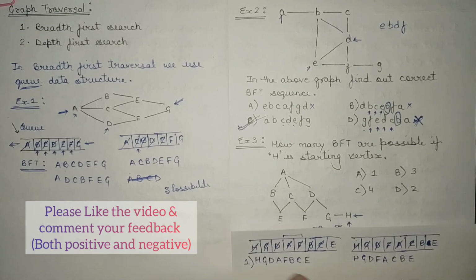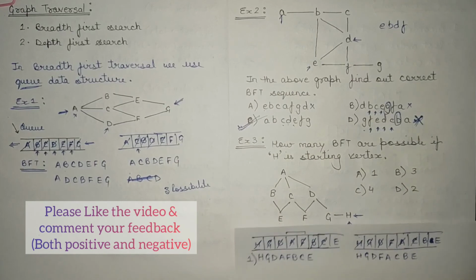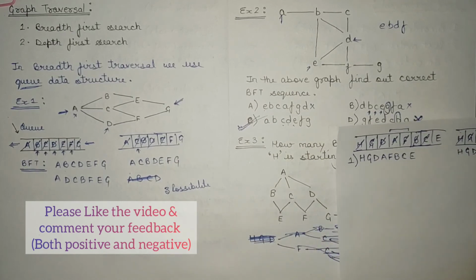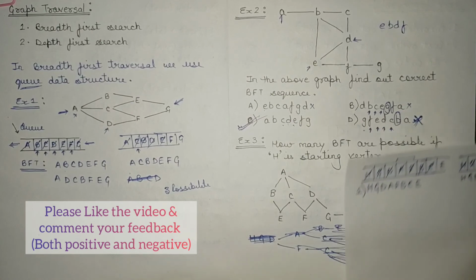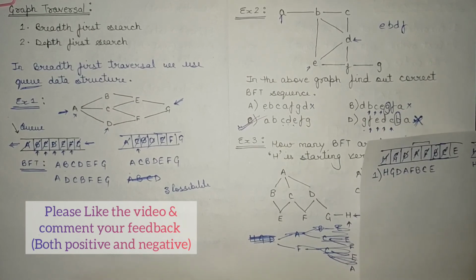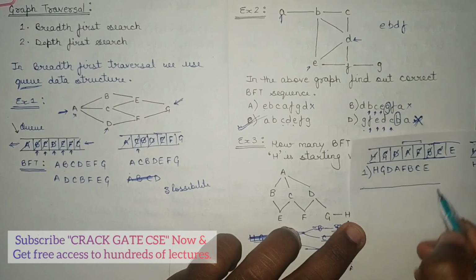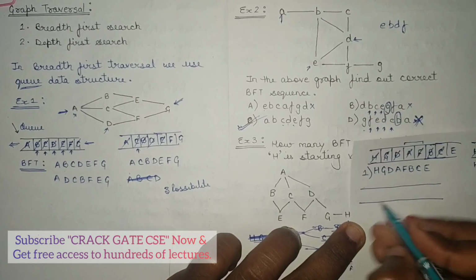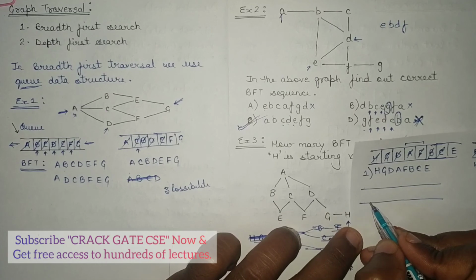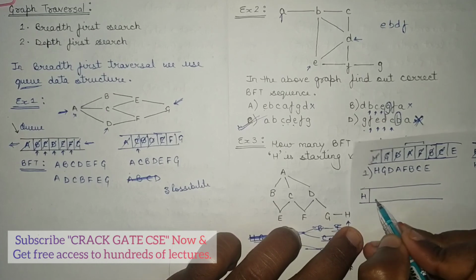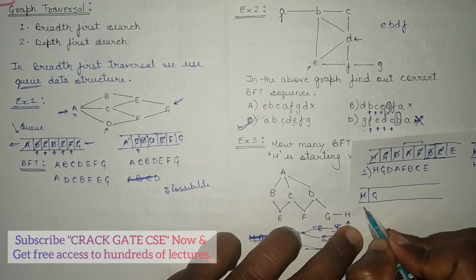So you can see that these two sequences are different. Now try to find out the third sequence, right? To find out the third sequence, let me just place it over here. All right. So again, I'm taking one more queue and starting from this H. So H will be here. Next is G. H will be deleted and printed.